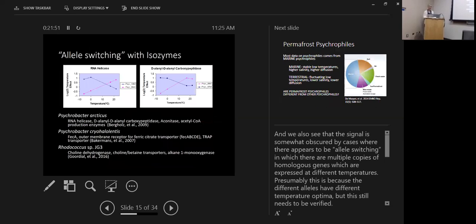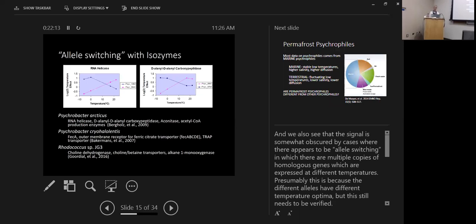We can see it in those isozymes that do the allele switching as well. So here's just two graphs showing two examples of this. An RNA helicase where one allele is more expressed at the lower growth temperature and the other at the higher growth temperature. And when you look at the sequences of these, you can see some cold adaptation in the one compared to the other as well.